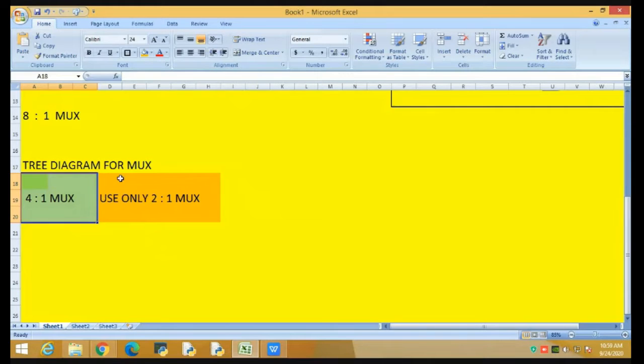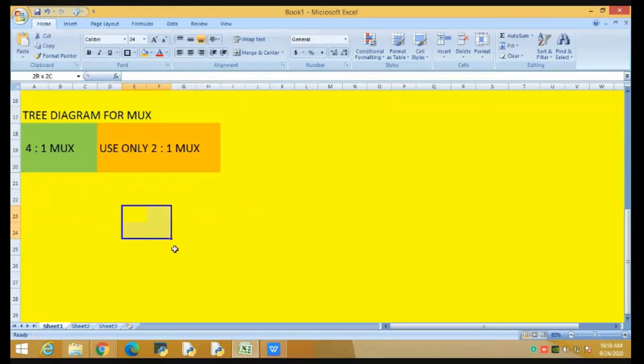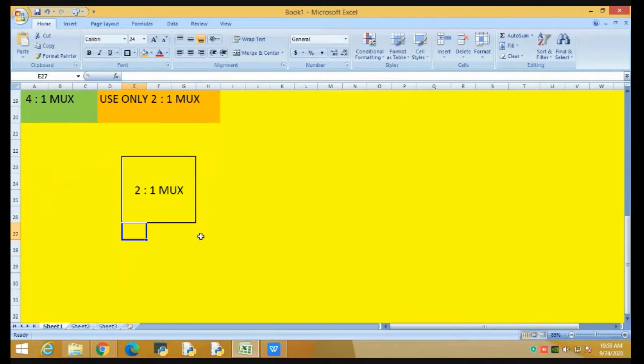First of all, we have to draw the block diagram of 2 to 1. This is my block diagram. I am going to define this as a 2 to 1 mux. How many inputs are there in a 2 to 1? Yes, there are 2 inputs.